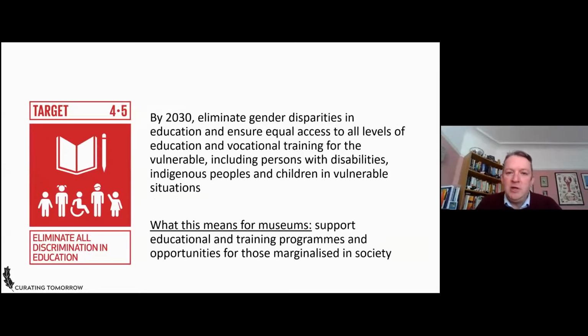4.5 is to eliminate gender disparities in education, ensure equal access to all levels of education including for people with disabilities, Indigenous people and children in vulnerable situations. What does this mean? It means basically just provide educational and training programs that invite these people in, that meet their needs.